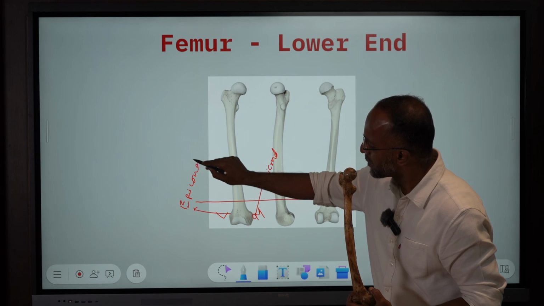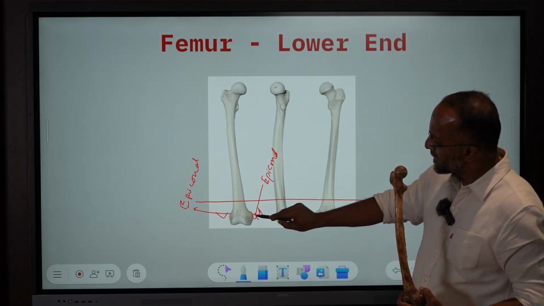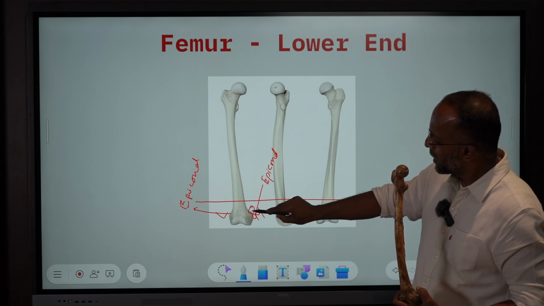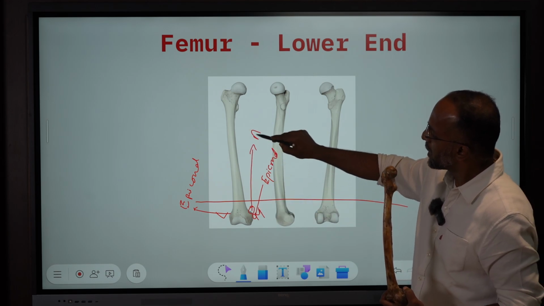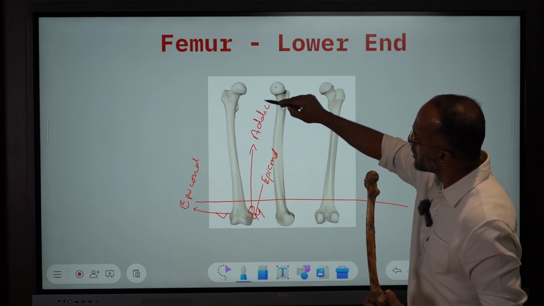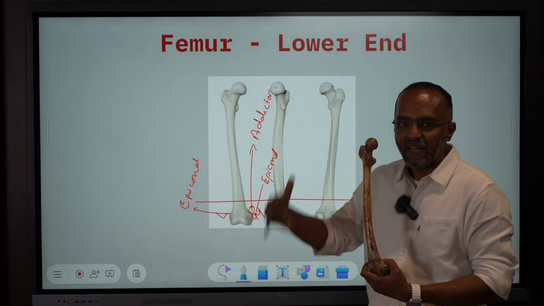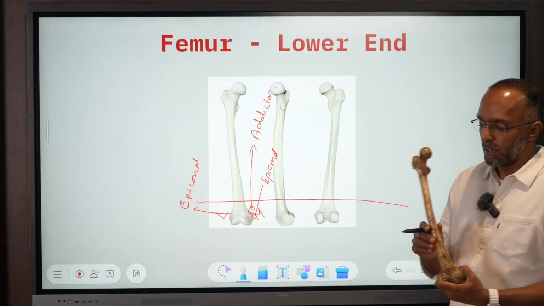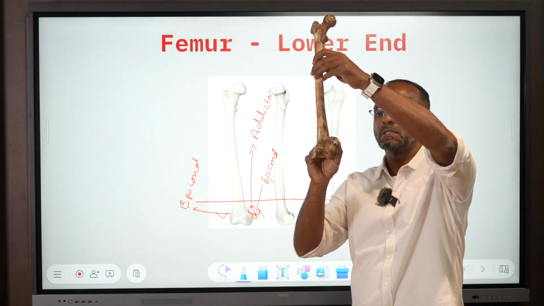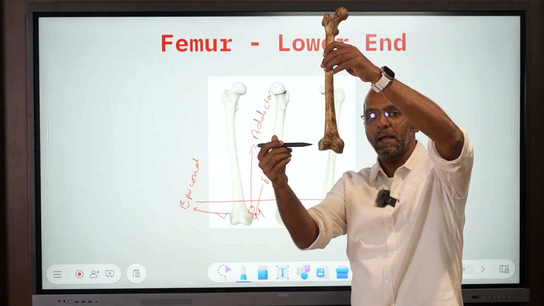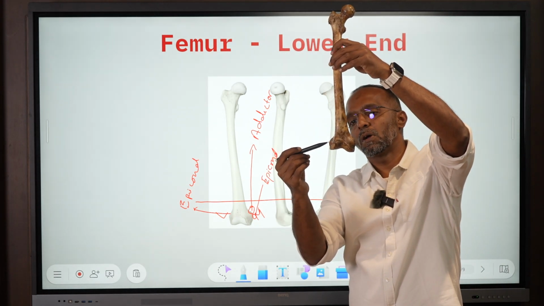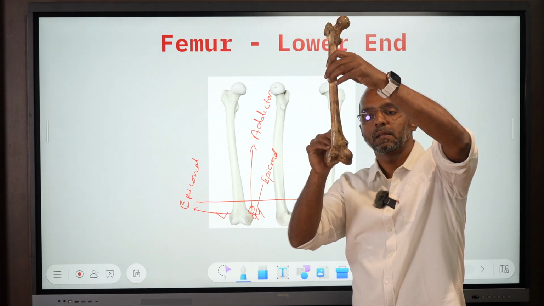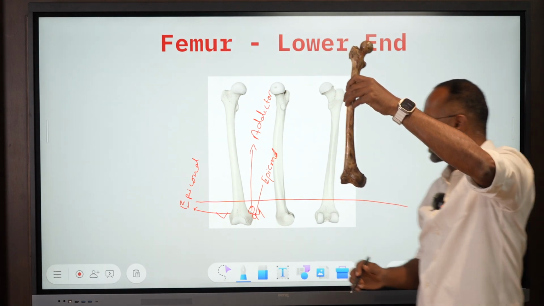Okay, and on the medial side, above the medial epicondyle, there is another elevated point. This is called adductor tubercle, where the muscles which adduct the thigh get attached. So this is the adductor tubercle. Okay, so this is the medial condyle, this is the lateral condyle. Lateral epicondyle is the highest part, medial epicondyle is the highest part, and there is an adductor tubercle here.